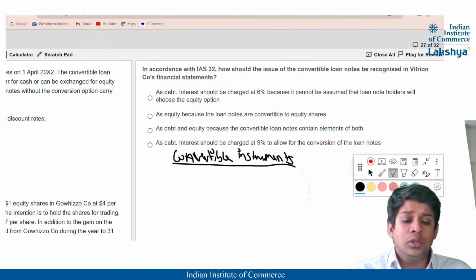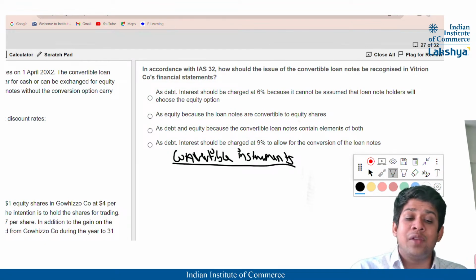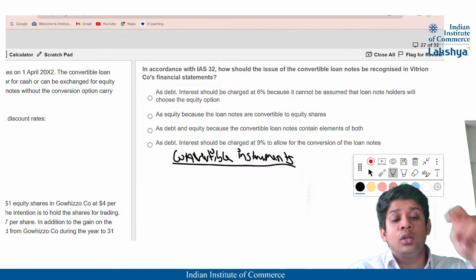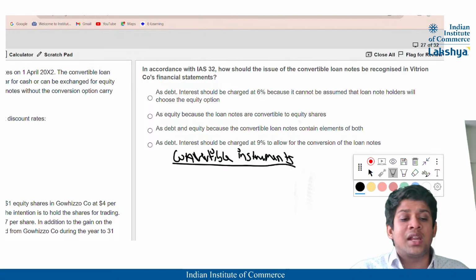Now, in convertible instruments, I am providing them a bond. That means I'll have to pay them annually the interest and also the capital repayment. But with that, I'm also giving them an option that if they don't want the capital repayment, they can convert those bonds into equity shares of the company. Now that can be converted at any time, at the first year end, second, third, fourth, fifth year end, but upon different conditions.